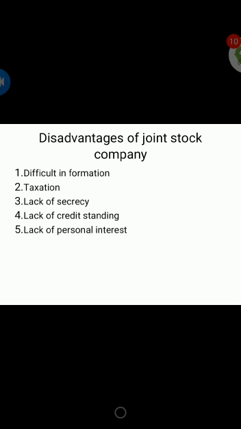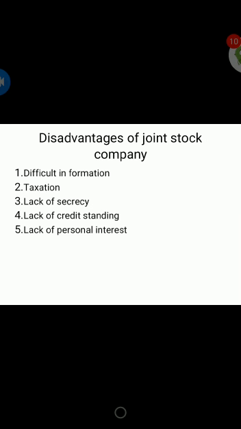So all this should be there if you want to get your company registered or incorporated. The company also has to print the share certificate and publish this in its prospectus through advertisement. So to form a company is very difficult, and this is one of the disadvantages.